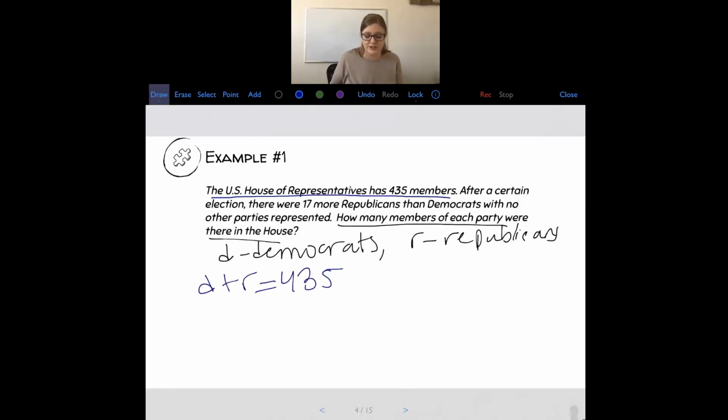So that's one equation. The next equation has to do with there were 17 more Republicans than Democrats. So for instance, if there were 20 Democrats, that means that there were 37 Republicans, 17 more. So the number of Republicans is equal to the number of Democrats plus 17. And there we go. We have our system, and we could use one of the methods that we discussed previously to solve the system. Here, I'll probably use substitution, and I'll do that on the next slide.